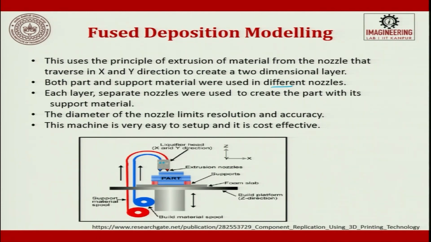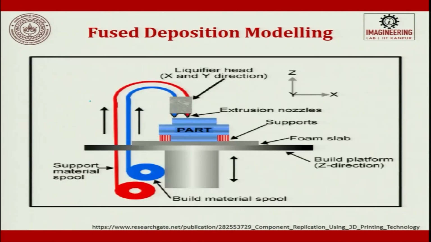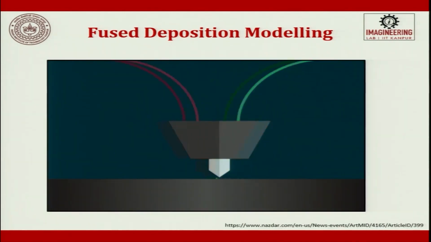You can have multiple nozzles through which these wires are fed in. So, for each layer separate nozzles were used to create the part within its supporting material. The diameter of the nozzle limits the resolution and the accuracy. This machine is very easy to set up and it is cost effective. So, this is how fused deposition works; the nozzle can move or the table can move depending upon the requirements.